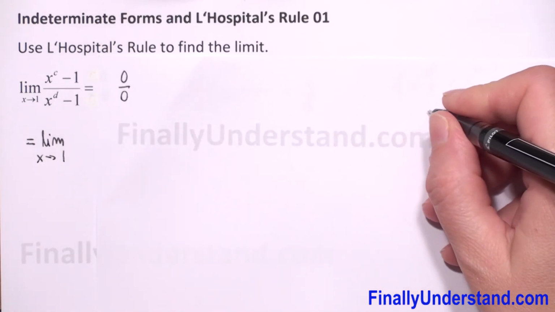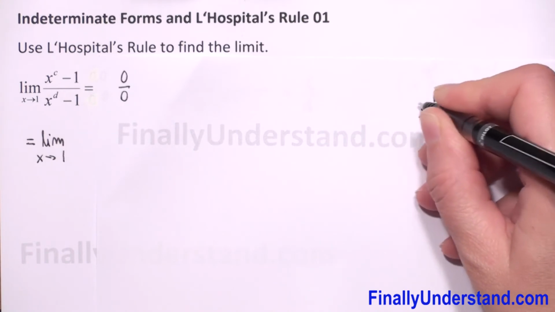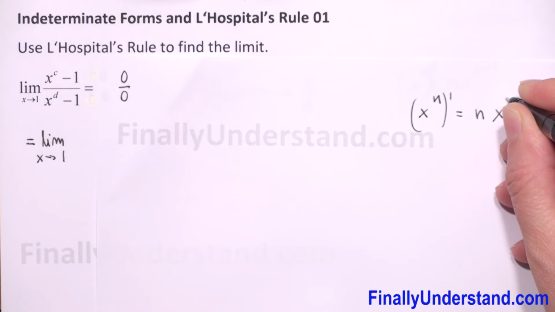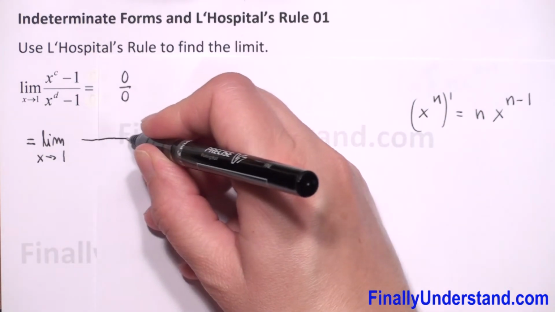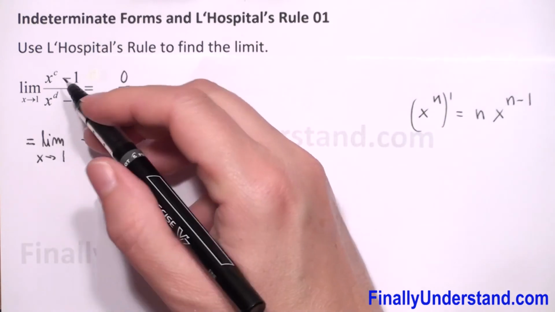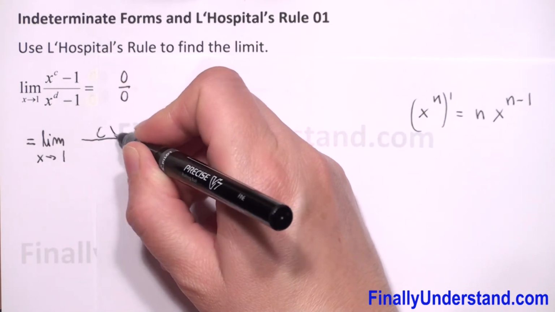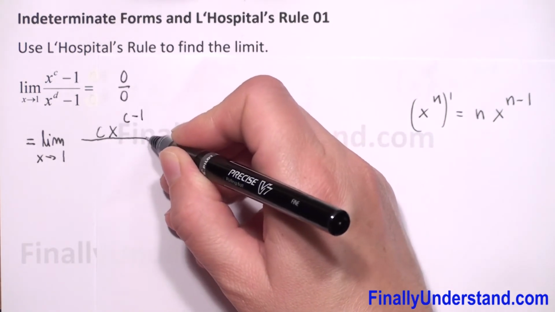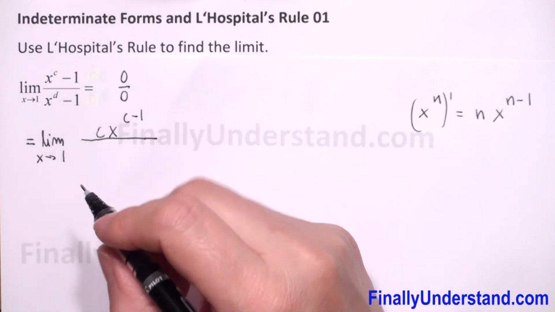Derivative of power function, let me remind you, when we have x to power n, derivative is equal to n times x to power n minus 1. So in our case, we have to take down c times x to power c minus 1. And derivative of constant number is 0. We don't have to write.